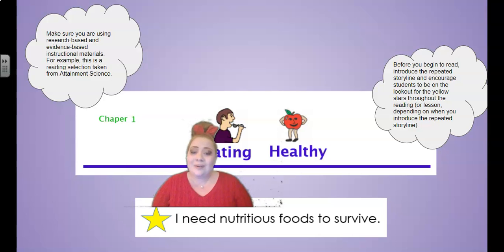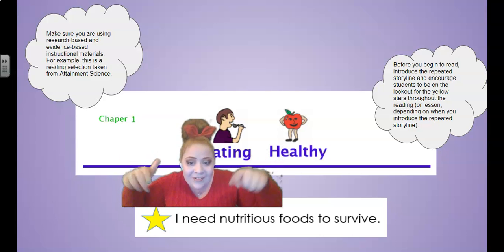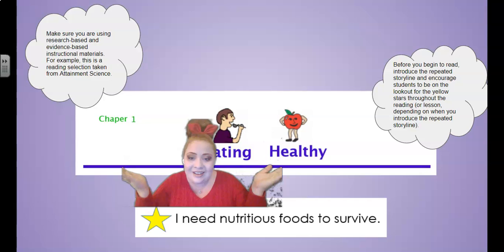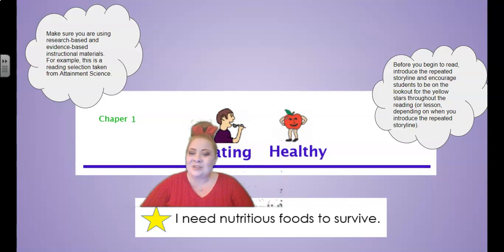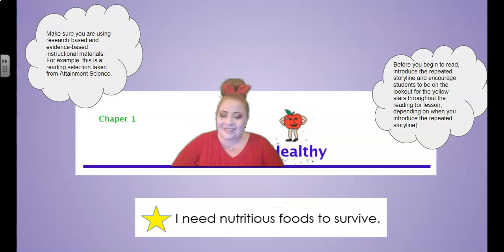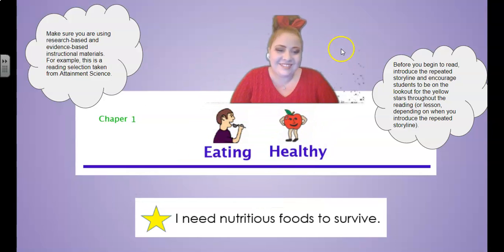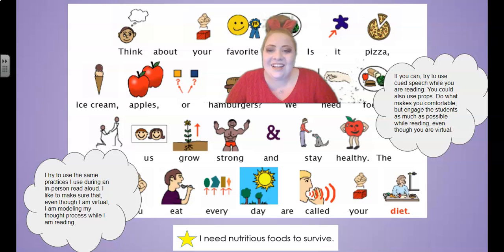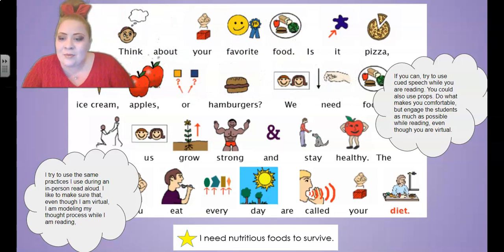And I'll say, whenever you guys see this yellow star, that means we're going to say our repeated storyline. Do you remember our repeated storyline? I need nutritious foods to survive. There you go. All right. And then I'll just come up here and I will read it.